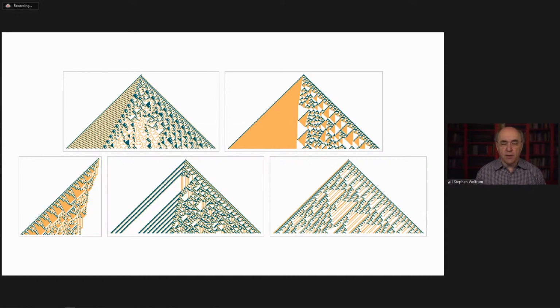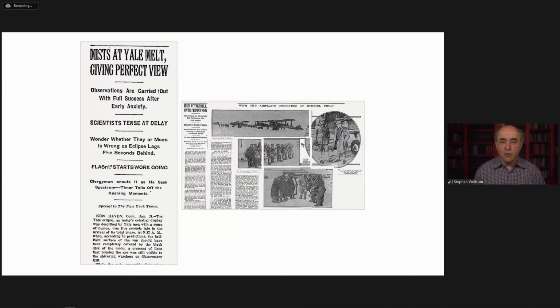Approaching modern times. Let's get back to the story of the motion of the moon. Between Brown's tables and Poincaré's theoretical work, by the beginning of the 1900s, the general impression was that whatever could reasonably be computed about the motion of the moon had been computed. Occasionally, there were tests. For example, in 1925, there was a total eclipse visible in New York City, and the New York Times, perhaps overdramatically, said that scientists were tense, wondering whether they or the moon is wrong as the eclipse lags 5 seconds behind.